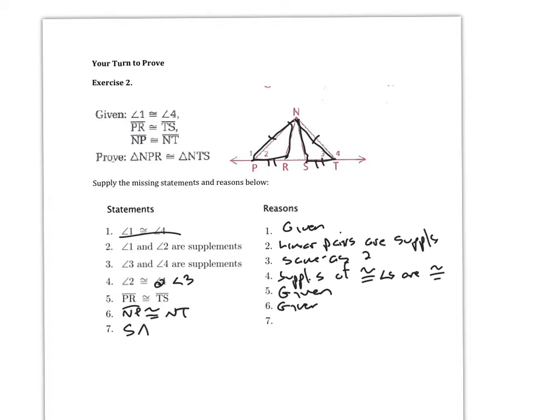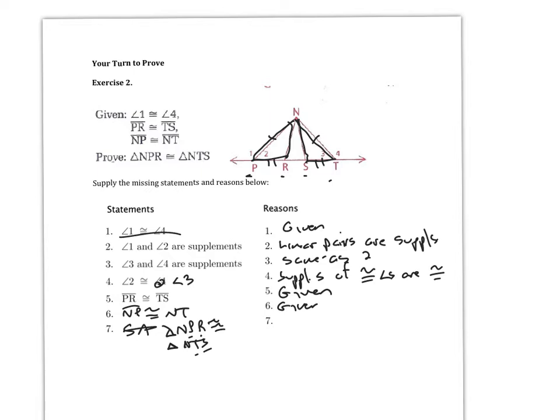We have that the triangle NPR is congruent to, sorry about the handwriting, triangle NTS. And again, the sequence of the letters makes a difference in how we write this. So N corresponds to N, P and T correspond to each other, so they occupy the second places, and R and S correspond to each other, so they each occupy the third position.